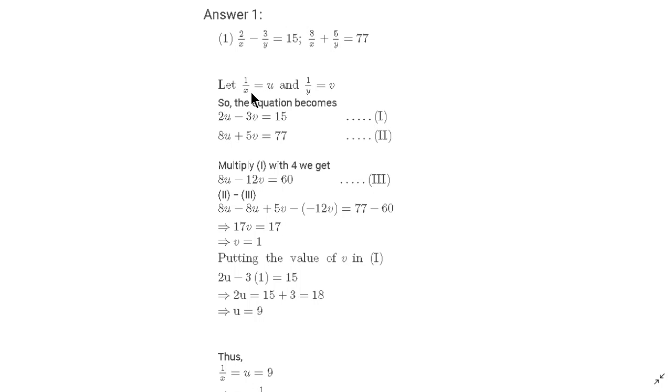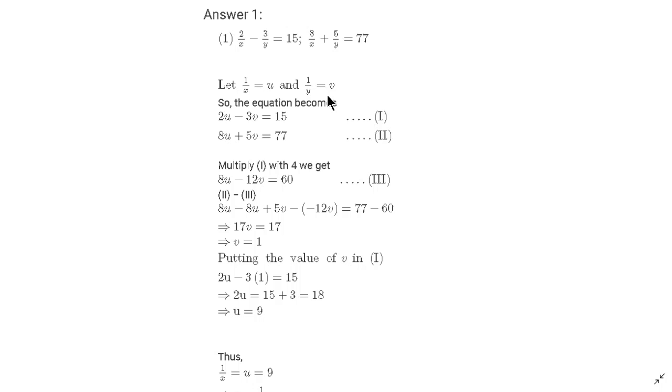But what we can do is substitute these variables with other variables, as a non-fractional variable. 1 upon x is equal to u, the new variable. We are considering the new variables u and v for x and y. 1 upon x is u and 1 upon y is v.